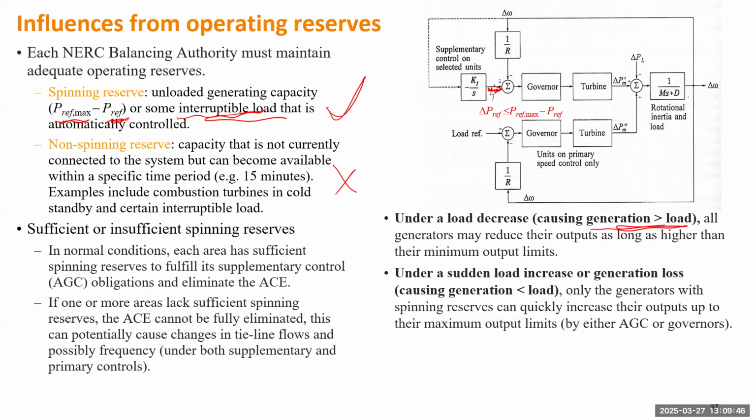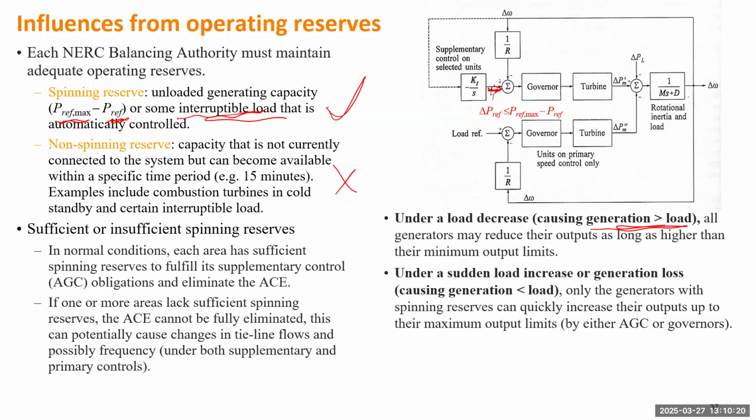But for the other situation, if there's a sudden load increase or generation loss, that will make the total generation less than load. Then whether or not you can maintain zero ACE really depends on how much spinning reserve is left. For instance, if there's purely just a load increase, all spinning reserve is there. If you increase load by 100 megawatts, but your spinning reserve has 200 megawatts, definitely you can take care of that load increase. So ACE will be 0.